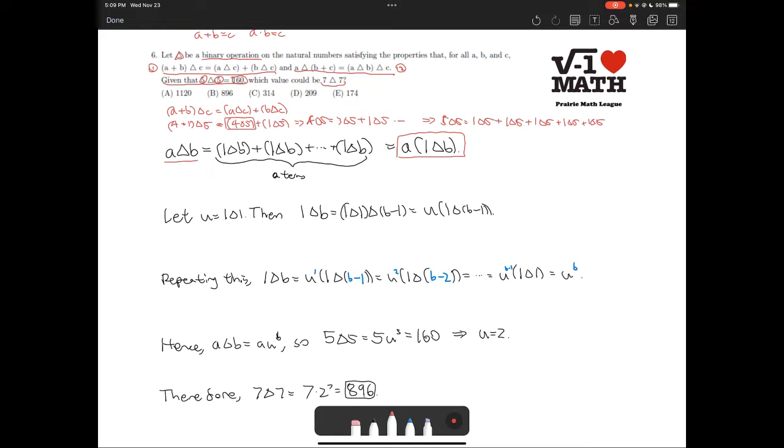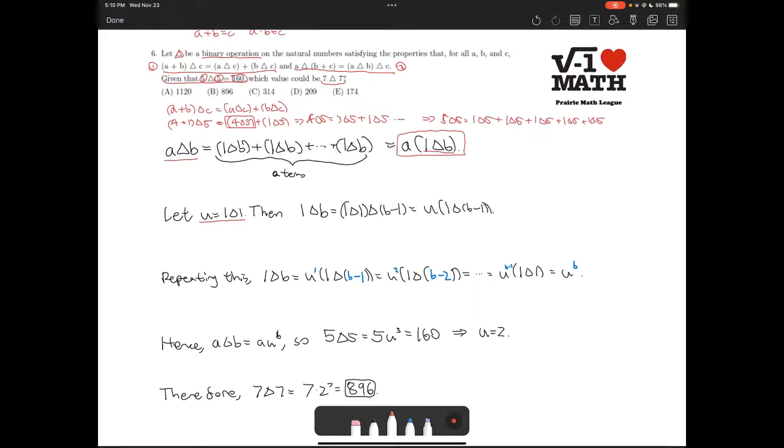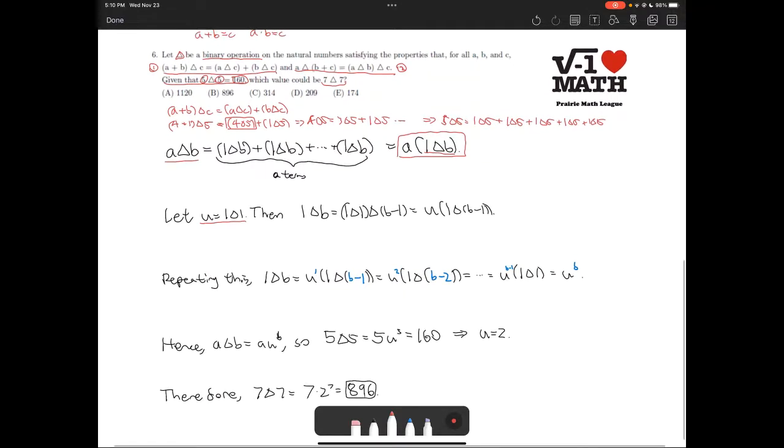Now we're going to start looking at property 2. But this time we're going to focus on something that we haven't solved yet, namely 1 triangle b. To simplify things later on, let's call u be 1 triangle 1. So basically this is like our unit here. Then for 1 triangle b, we can plug in a equals 1, b equals 1, and c equals b minus 1.